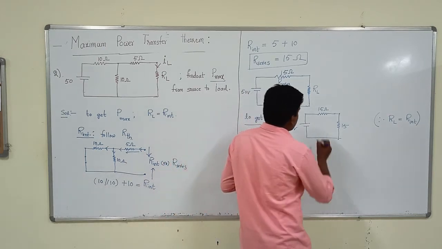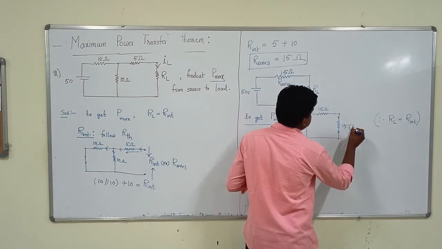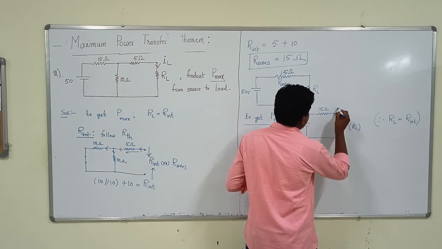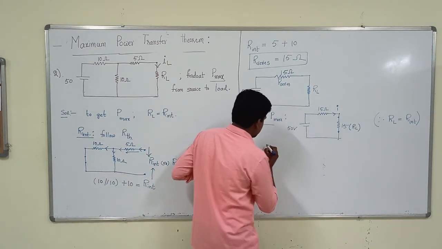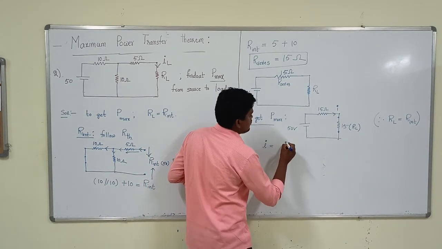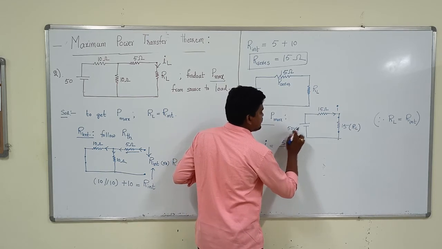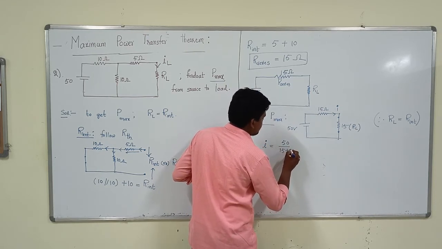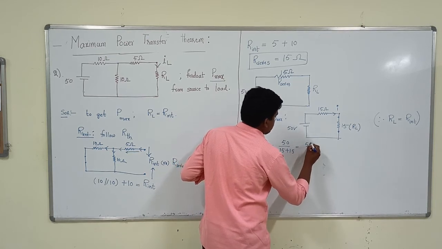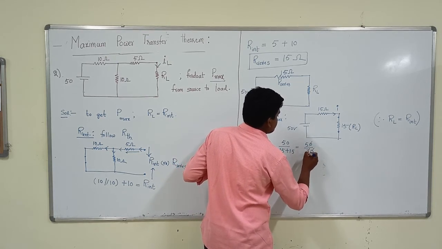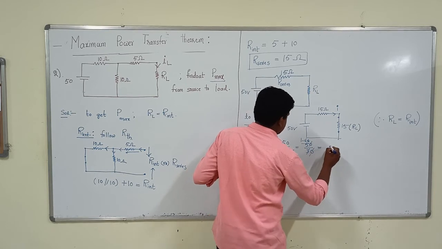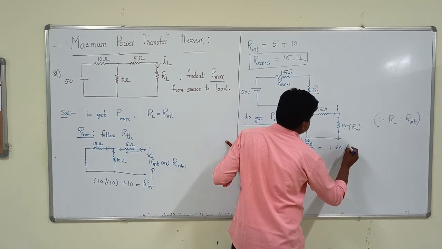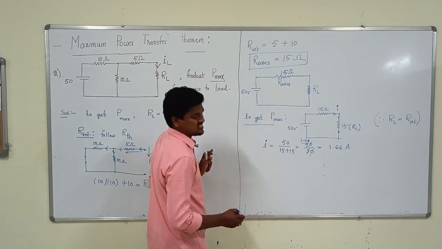Now this is the load resistance. If we find the current, we can find the maximum power also. So the current I equals 50 by 15 plus 15, that is 50 by 30, which is 1.666 amperes. We get 1.66 amperes.